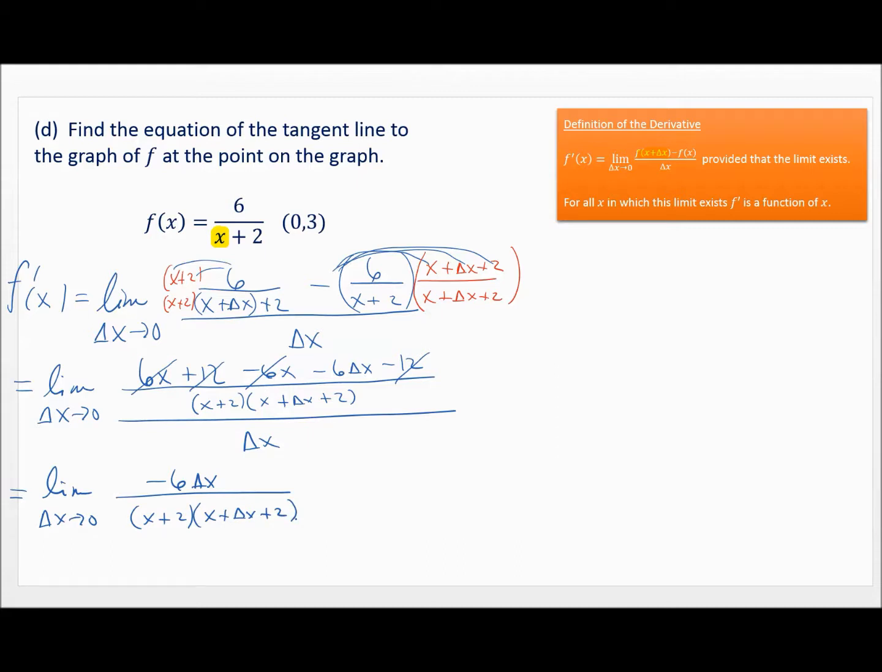Y'all, when you find a common denominator to combine fractions together, really the denominator you need to leave factored, unless for some reason you have to multiply it out, but the goal is to leave it factored. Now remember, this is all divided by delta x. Do you agree that that delta x is really just over 1? So now I could go ahead and flip this fraction and multiply it by 1.